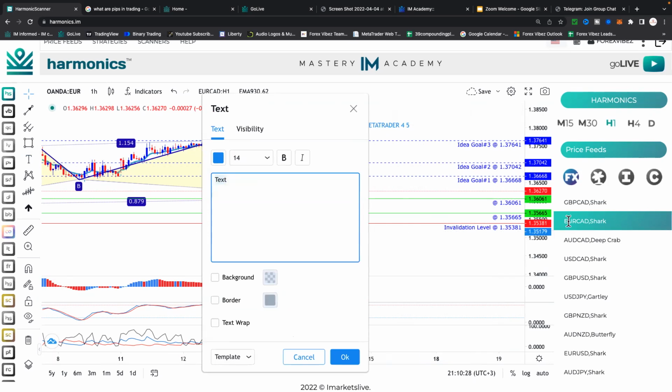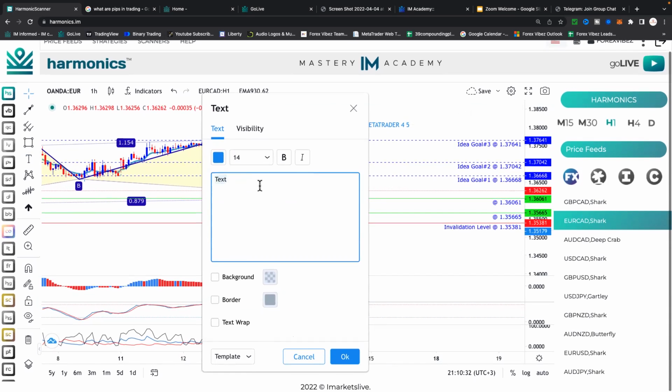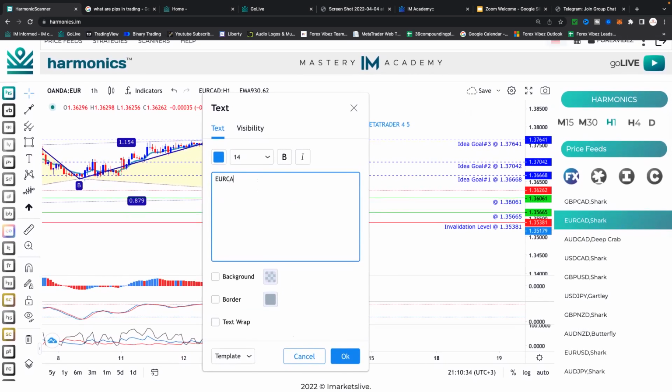How do I know it's EuroCAD? It's highlighted in green over here, EURCAD. So I know I'm going to type in EuroCAD. Remember, we're going to do a live example, okay? Remember I said I needed 3 numbers. I needed my price or my entry, okay? Depending on what it looks like on your phone. Remember, we need our take profit, okay? And then we also need our stop loss, okay?